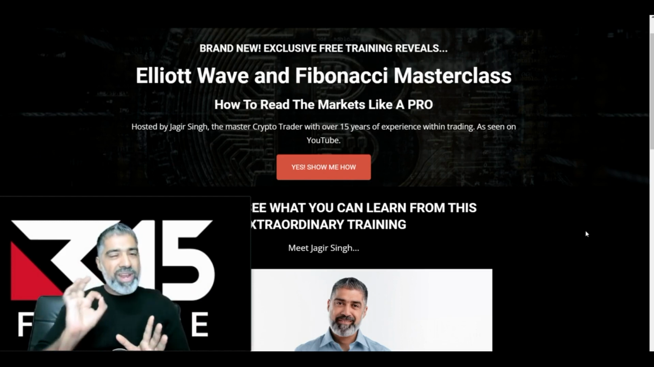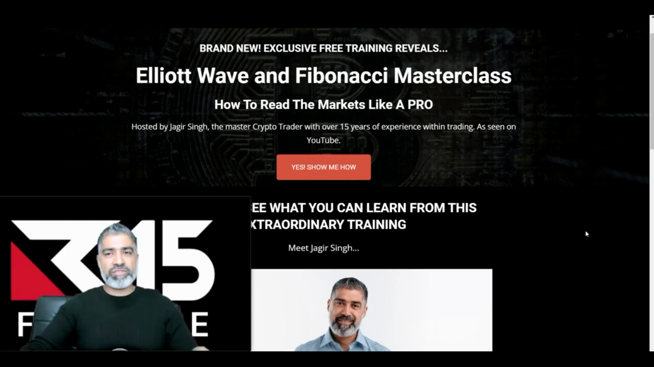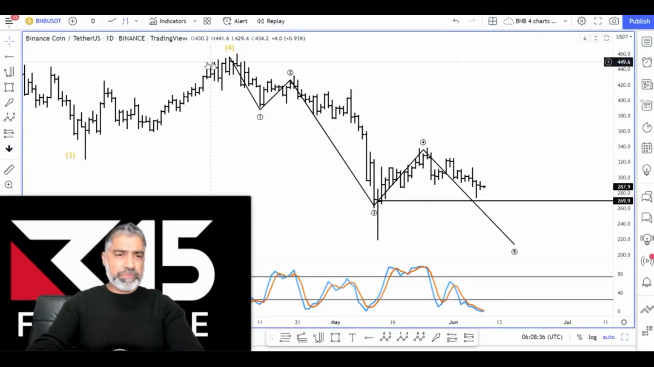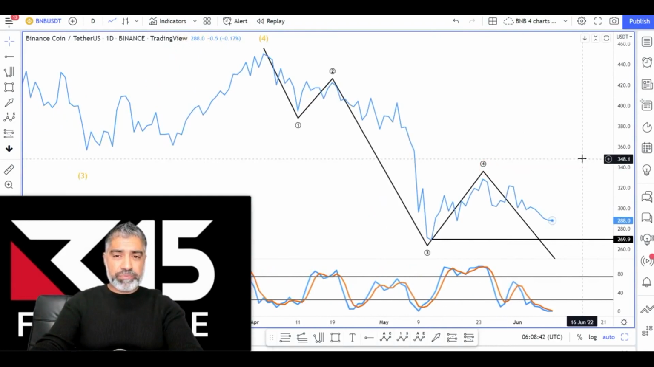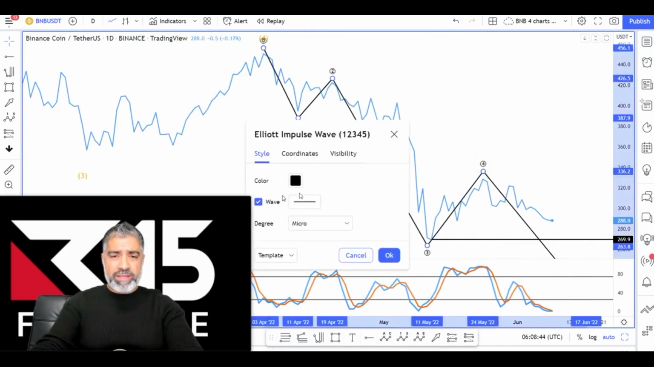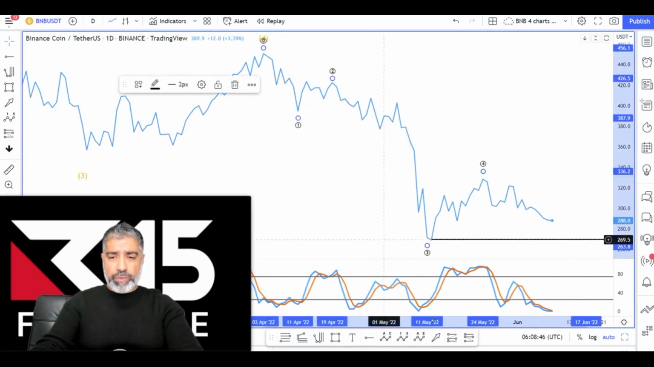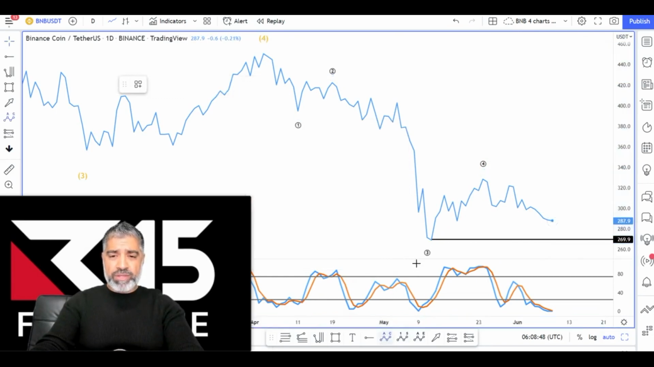And what we're really looking for are ABC corrections. What I mean by that is, you'll see them quite clearly over here. There's quite a few of them. But one of the textbook ones that we actually traded was this one over here. If I just show you this, because we want to identify these in advance so we can trade them.